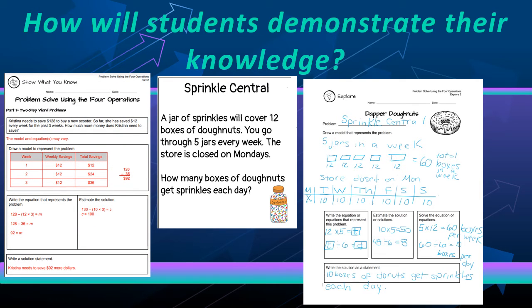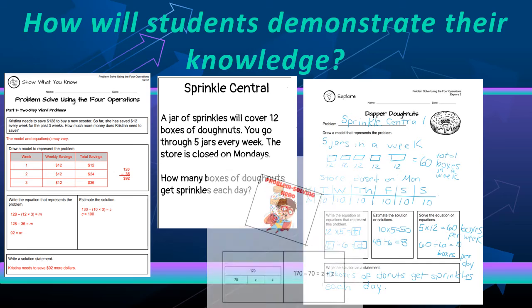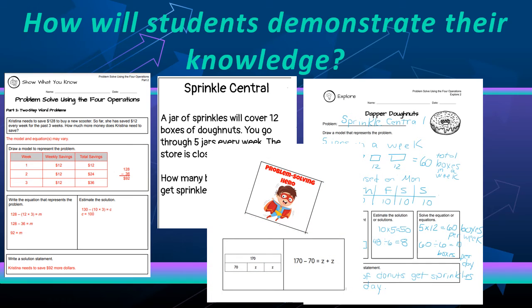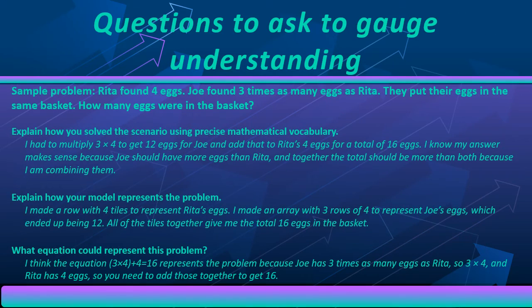This example comes from a Show What You Know out of the STEMscopes, and there are also games where students can be matching equations with models. As you're visiting classrooms and asking students questions, we want to focus on understanding the context of the problem. Here we have a sample problem and then 4 possible questions that students could be asked about that problem. For example, explain how your model represents the problem, or what equation could represent this problem.